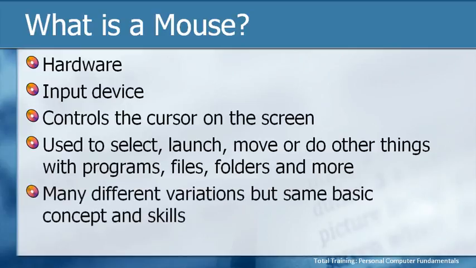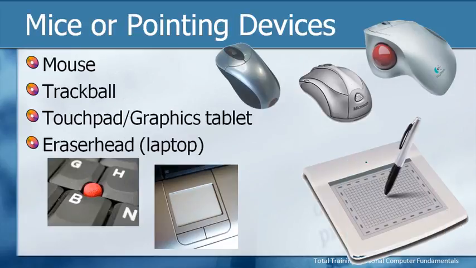Now the mouse, or mice in the plural, have many different variations, but the same basic concepts and skills apply regardless of which one you actually have. I think what we should do next, though, is actually take a look at what some of our options are. A mouse is also called a pointing device, and the reason that we use the term pointing device is because that's actually what it does. It moves the cursor or the pointer on screen.